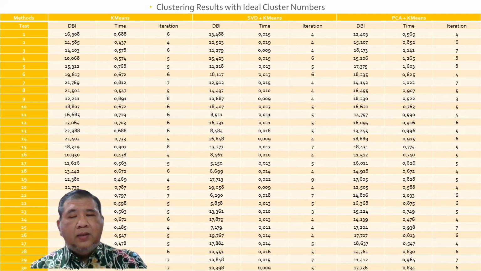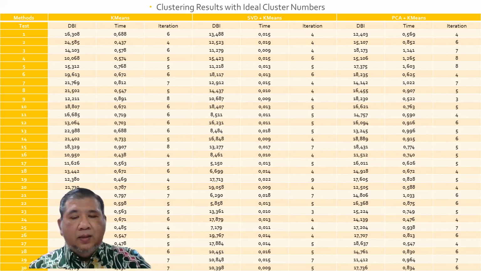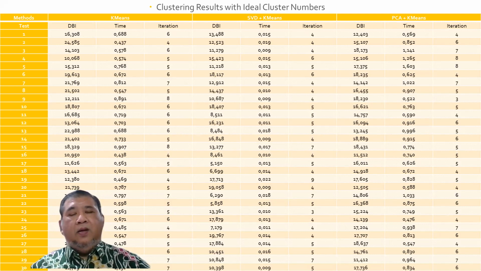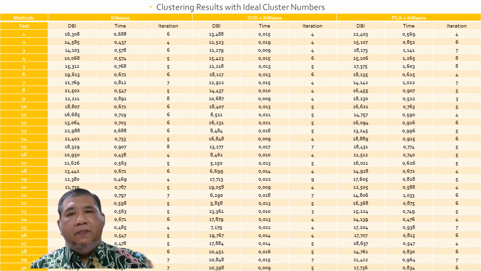So in our next testing, all the tests use K equal to 7. We compare the result of K-means only, compared to reduction by SVD and after that clustered by K-means, and the last one is reduction by PCA, and after that clustered using K-means also.